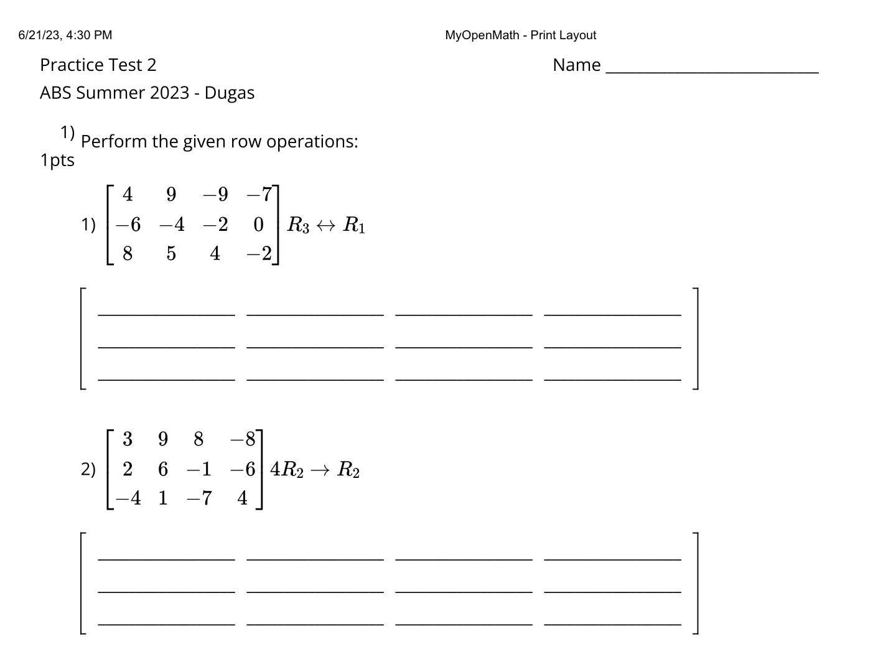Perform the given row operations. So for the first one, they just want you to swap rows 3 and 1. So row 3 would become row 1. So 8, 5, 4, negative 2. We're not doing anything to row 2. And then row 1 would become row 3. So 4, 9, negative 7.